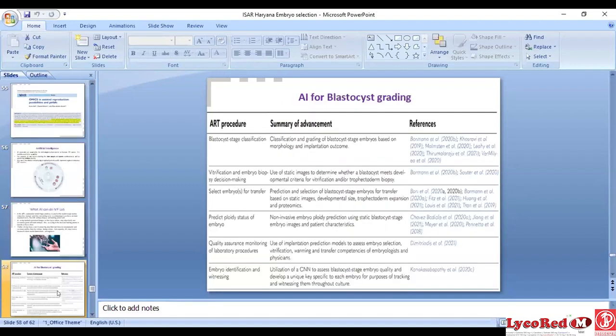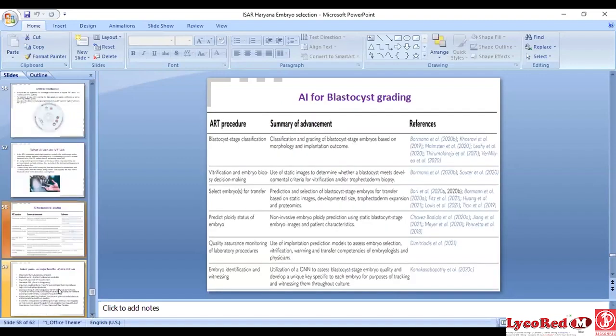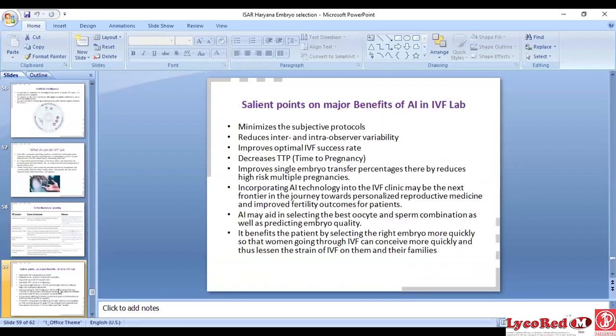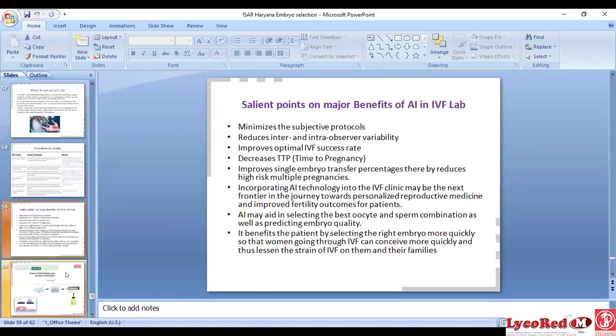And there are many papers published so far on embryo selection by artificial intelligence. There are many salient points for the major benefits of AI in the IVF lab, because it will minimize subjective protocols. It reduces inter- and intra-observer variability, because whatever I say is grade 1, maybe some other embryologist will grade as grade 2. It will decrease the time to pregnancy, because we are transferring the best embryo in the first attempt only. So chances of pregnancy are more. That's why AI is the future.